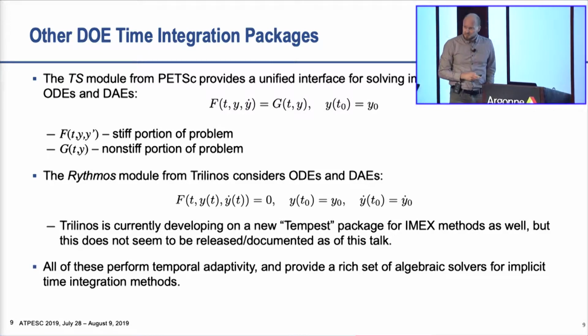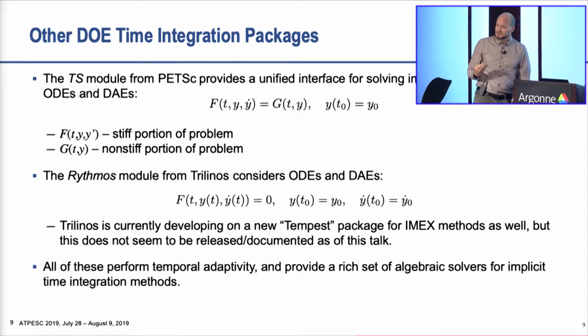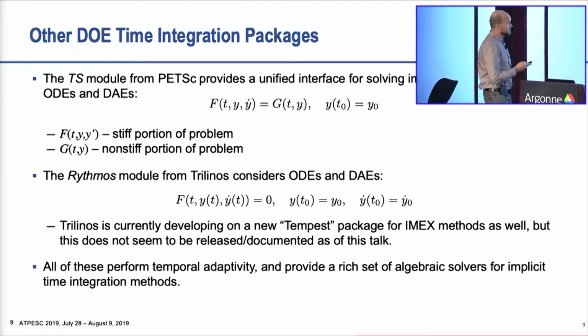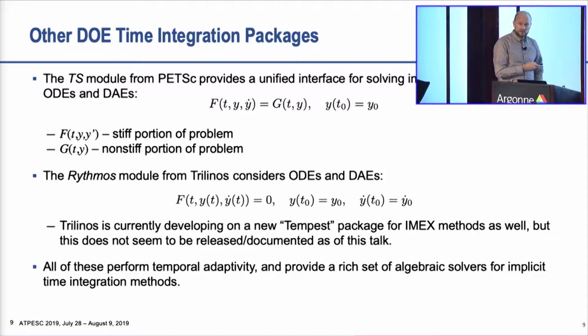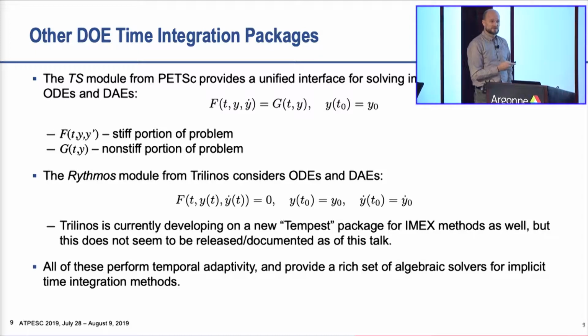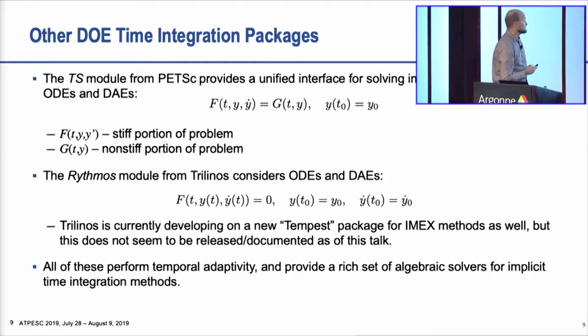PETSc has a TS module that does similar kinds of stuff as what SUNDIALS does. They think of all problems in the exact same way, so you code it up once so you can try out everything on it. It means that it's more flexible, but maybe they can't squeeze out quite as much efficiency from this formulation. F holds the stiff portions, G holds the non-stiff portions, and they have Runge-Kutta-like integrators built on these kinds of things.